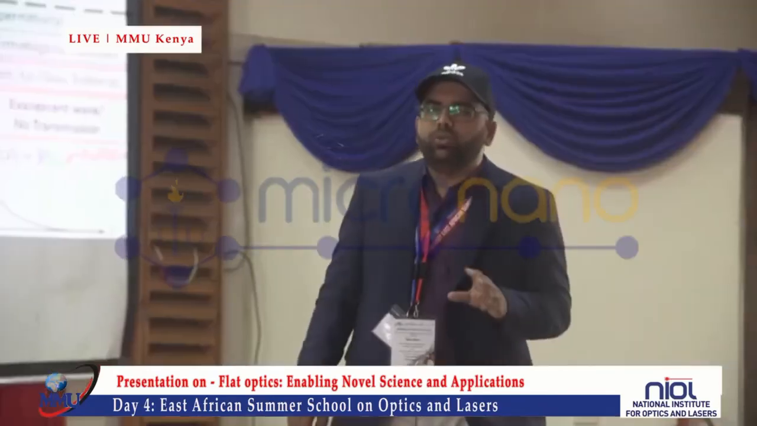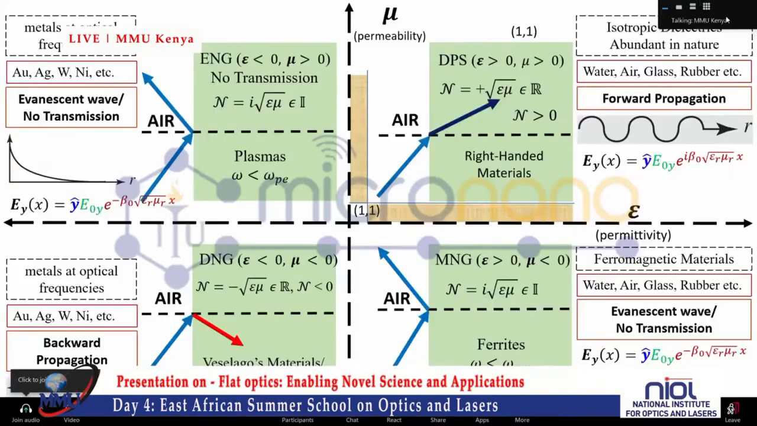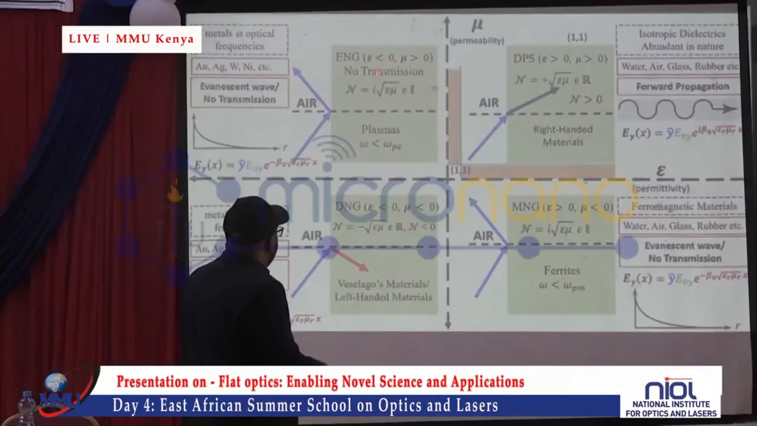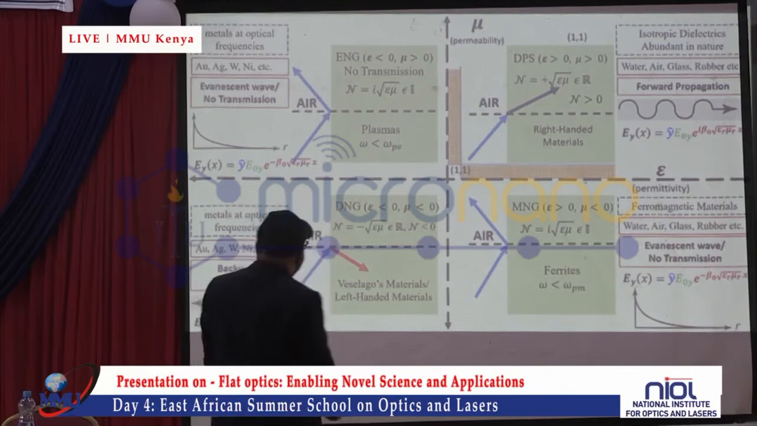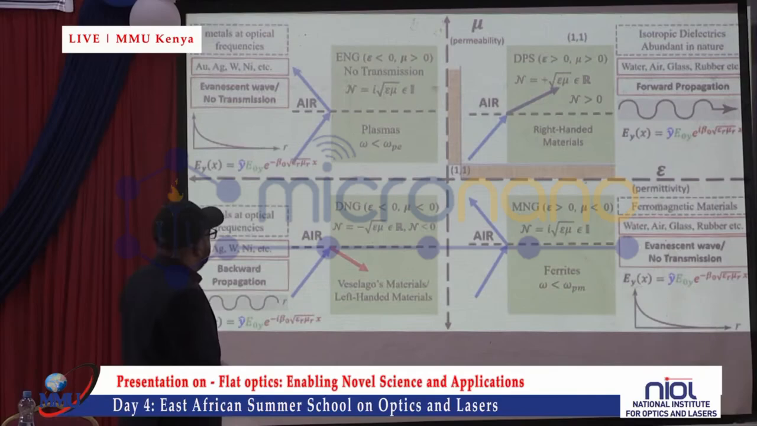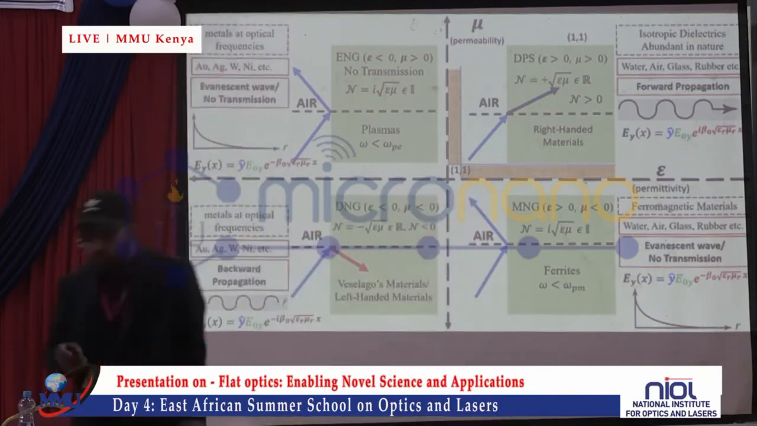Now this is the very famous mu-epsilon diagram. These are four quadrants. Over here, it should be both positive, right? First quadrant. Over here we should have epsilon negative, mu positive, and over here epsilon positive and mu negative, and this one is a very interesting thing where we have both negative. So we call them double positive, epsilon negative, mu negative, and double negative materials. This is how we can put all these materials in the mu-epsilon diagram.